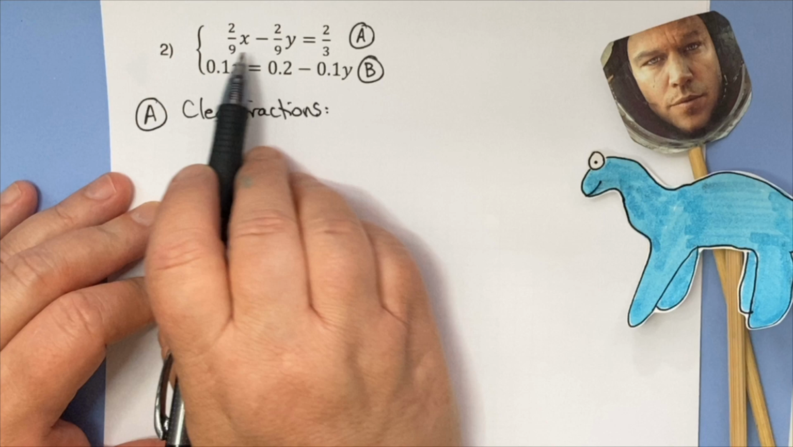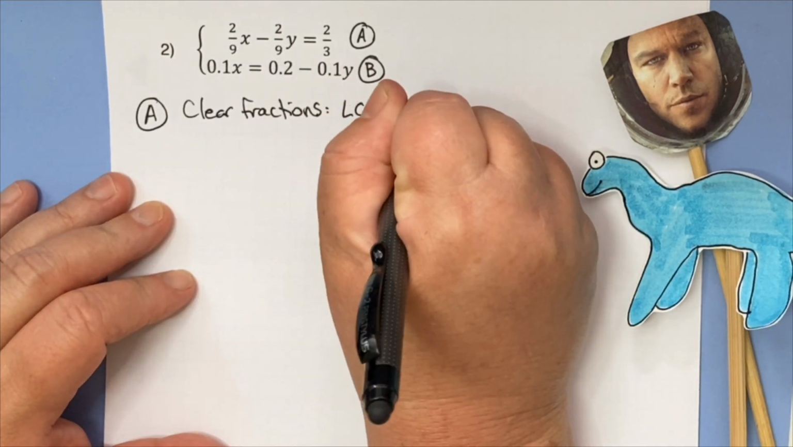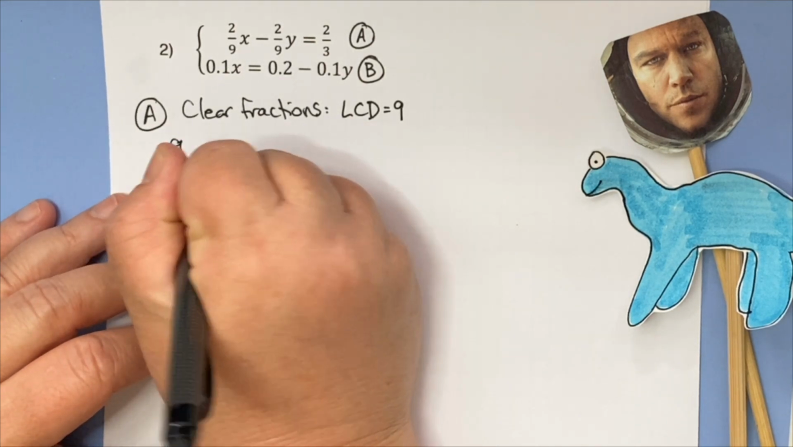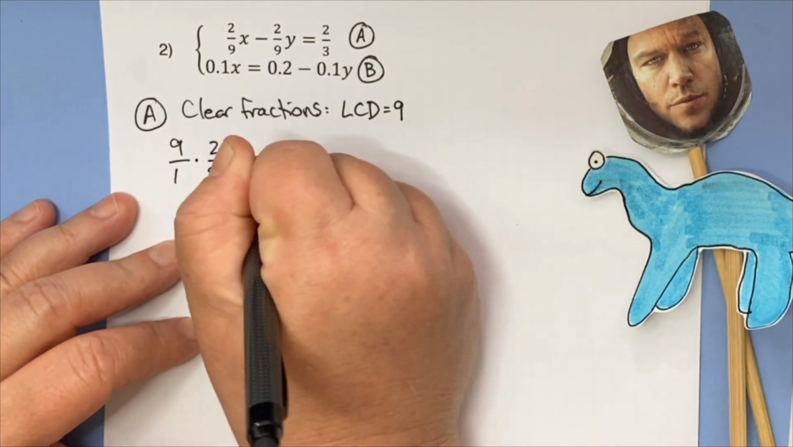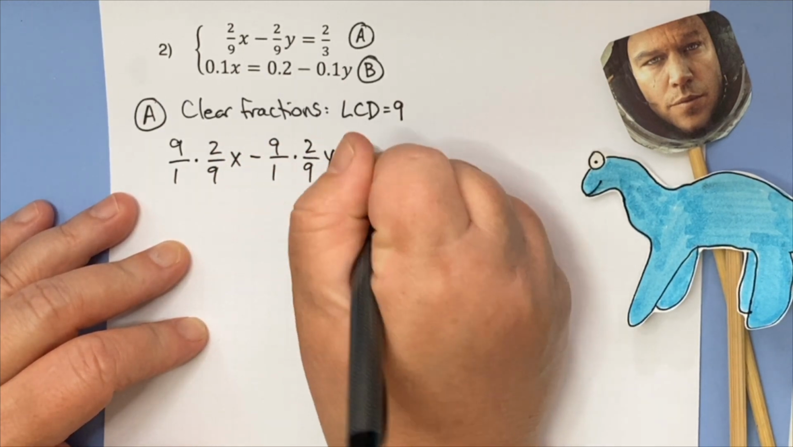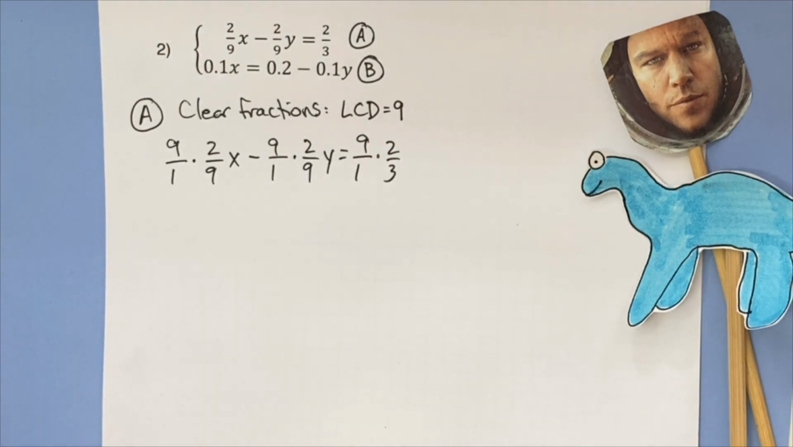I see I've got 9, 9, and 3. So I'm going to pick an LCD of 9. And I'm going to multiply. So 9 over 1 times 2/9 x minus 9 over 1 times 2/9 y equals 9 over 1 times 2/3. Woohoo!